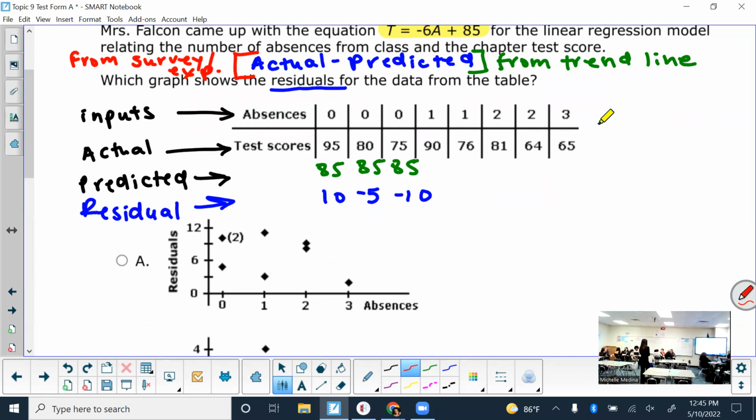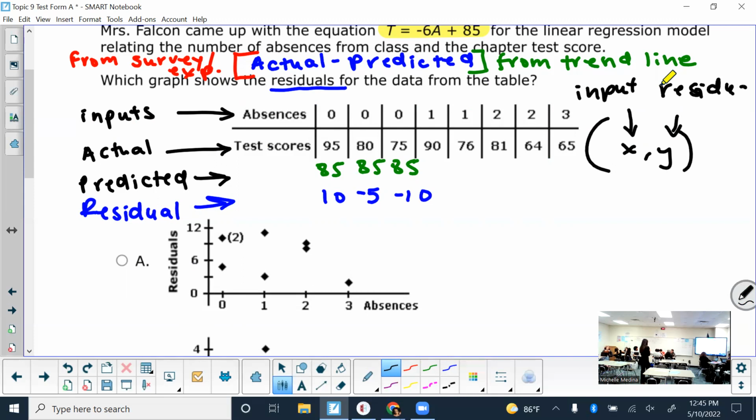So for the residual plots, here's how they are formatted. There are coordinates plotted, right? The X is for input. And the Y is for the residual. So clearly, I have 3 inputs that are 0. But I had 3 different residuals, didn't I? So that means on the 0, I should have 3 different dots, and they should be at these locations.